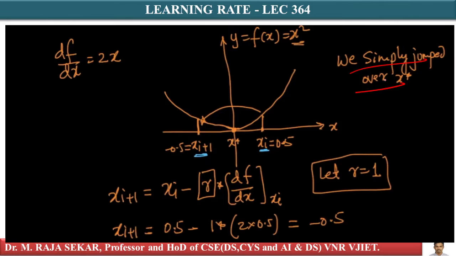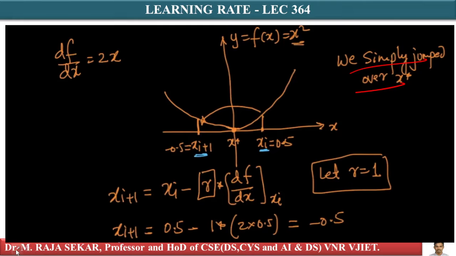We should actually go closer to x star. We jumped to the other side. What happened here? We simply jumped over x star. When I am going from xi to xi plus 1, we jumped over x star. Now there is one more problem. What happened to xi plus 2?